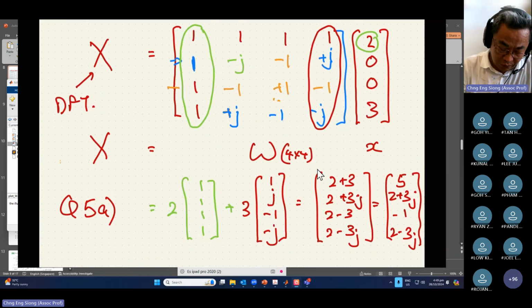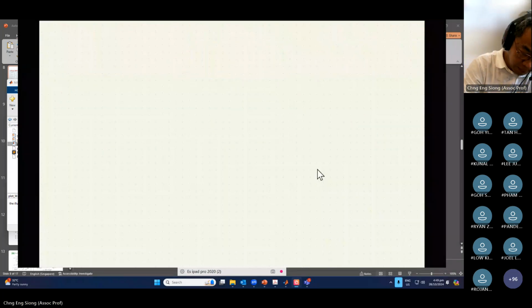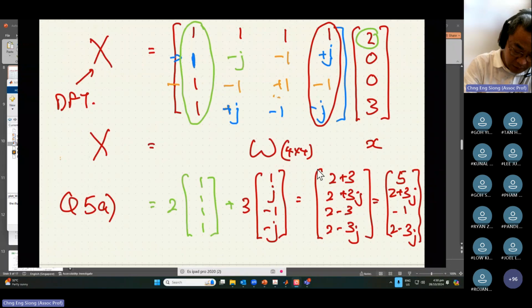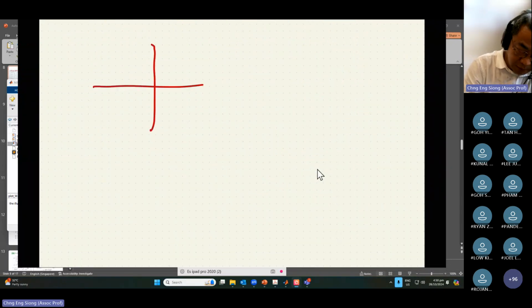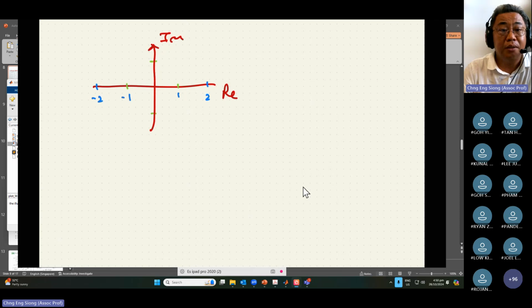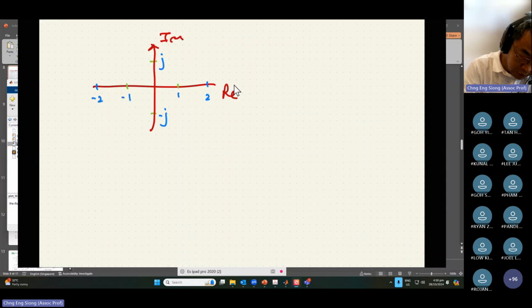Let me draw for you again. This is my real axis. This is my imaginary axis. I will draw a circle. So let's fill up the numbers first. This is 1. This is 2. This is -1. This is -2. So this is the real line. This is j. This is -j. I will draw the circle for you now. This is called the unit circle.